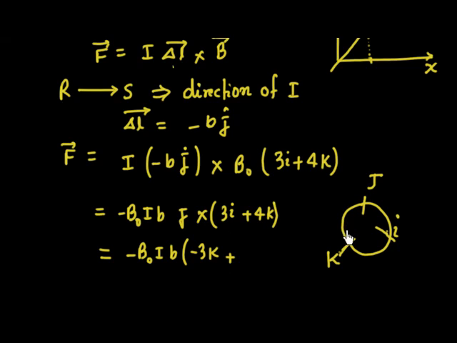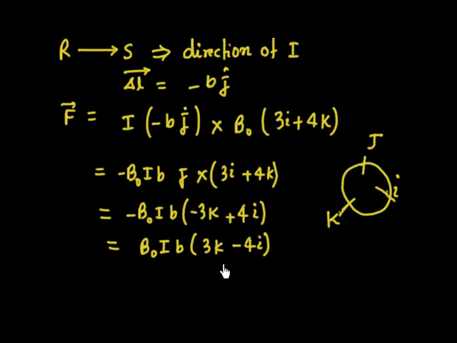Are you getting or not? So this is j cross k, so this is plus i. So this is 4i, and if I multiply with the minus sign, B naught I b, and this is 3k minus 4i. Are you getting? So this is the force.